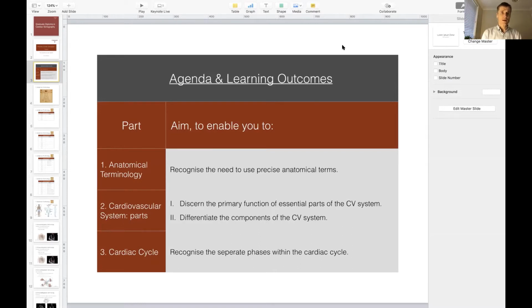So compare and contrast may be another way of describing that. And then thirdly, we'll talk about the cardiac cycle and recognize the separate phases within the cardiac cycle. So Kenny went into ECGs in detail from a different point of view. What we're going to look at is perhaps from the standpoint of echocardiography.